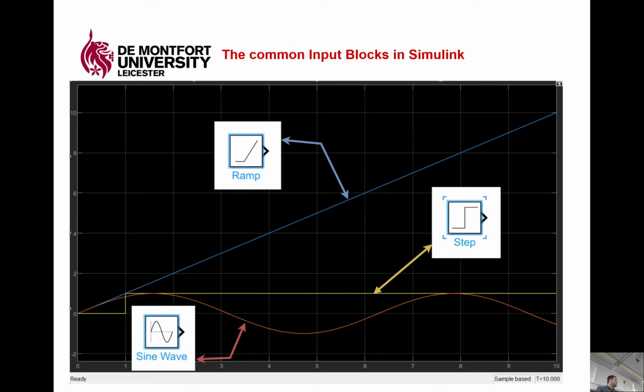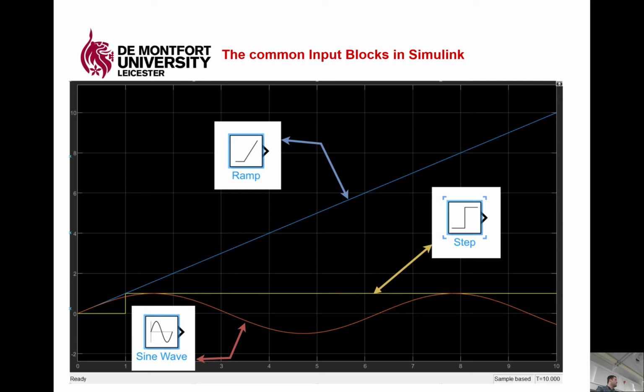So how can we visualize the output of the system? We have two blocks actually. One of them is a scope, which helps you plot your response, and we will see it now. And a display can display the numbers, the values of the parameters.